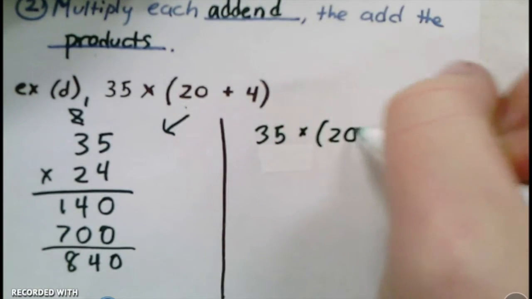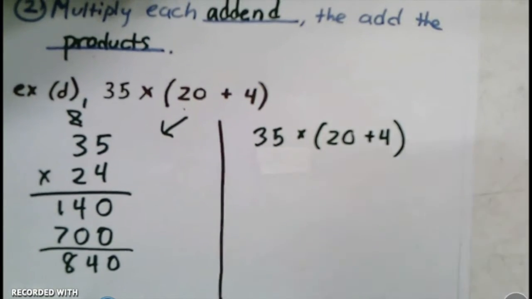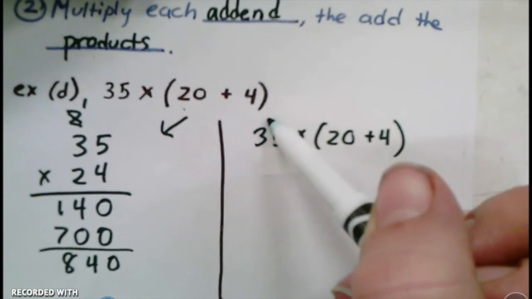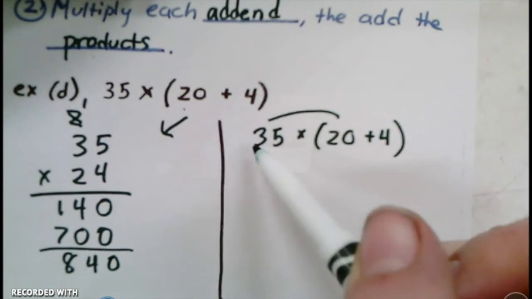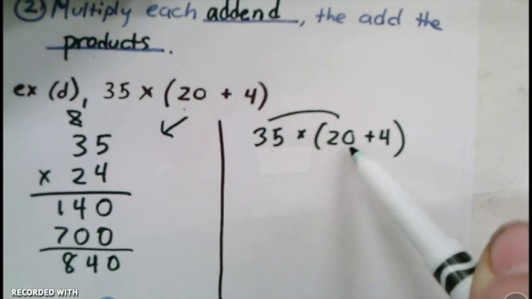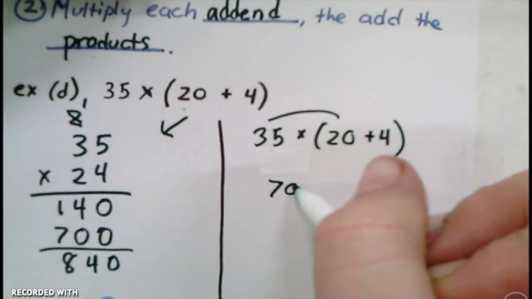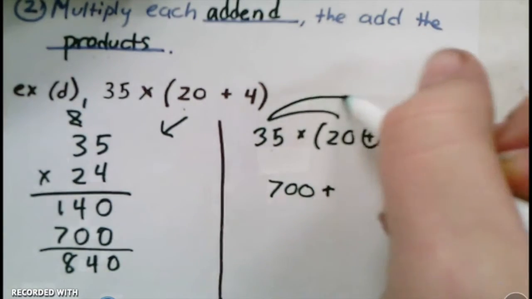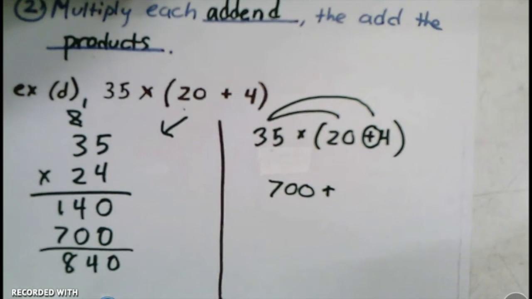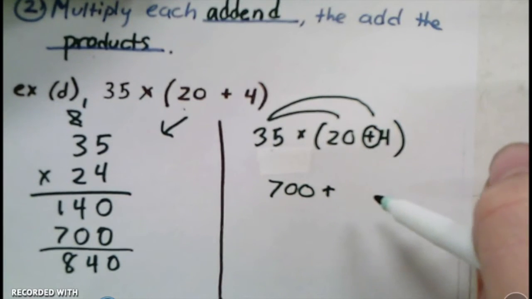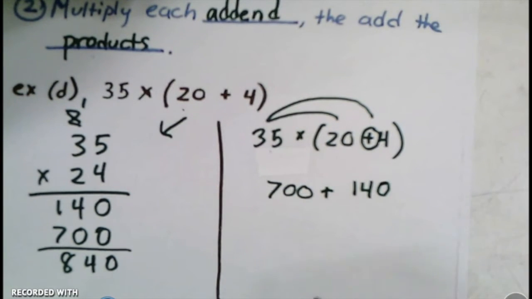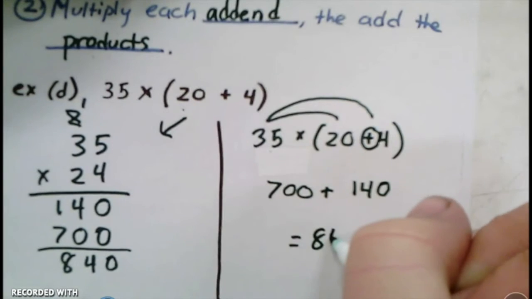Now for the second way to do this, I'm going to rewrite this here so you can see what I'm doing. I'm going to teach it to you like I teach it to the 7th and 8th graders. So you can multiply this number times each of the addends. So I'm going to draw an arrow and say 35 times 20. 35 times 2 is 70, and then I'm just going to add the extra 0. So I have 700. And then I always take this sign, so plus. And now I'm going to multiply 35 times 4. So what is 35 times 4? Well, 35 times 2 was 70, and 70 times 2 is 140. And now I'm going to add 70 plus 140, and so my answer is 840.